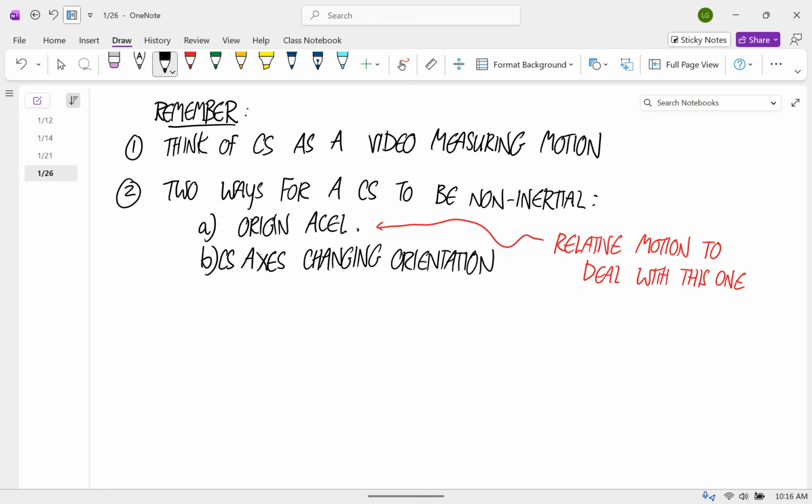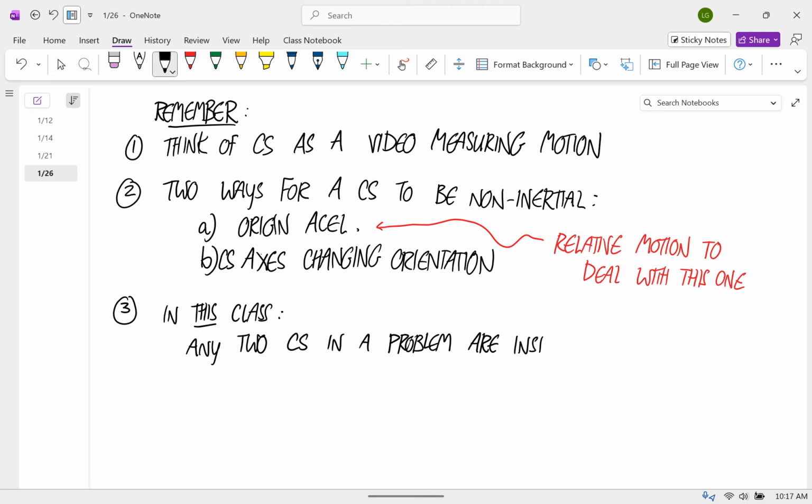Okay, and then the third thing, and this is for the whole class. So in this class, keep this in mind. Any two coordinate systems in a problem are instantaneously aligned. Okay, well, right now, we're not talking about coordinate systems that are rotating. So the coordinate systems, if you have two different coordinate systems in a problem, whatever they're doing, they're gonna maintain the same orientation as they move around.